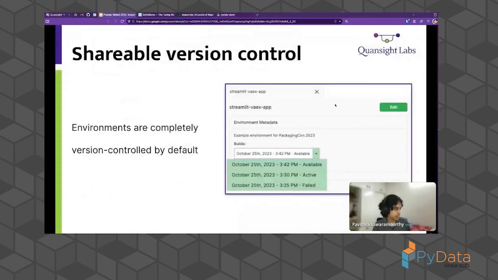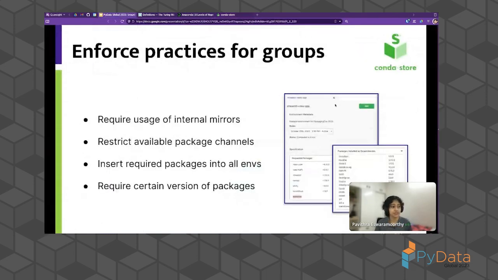Next is enforcing practices for groups. This is not super obvious from my local setup, but in a hosted version, we can require certain things. Sorry about that. We can require the use of internal mirrors. We can restrict certain channels, so we can say only use conda or only use this particular channel. This is built on the conda ecosystem, so that's where the channels vocabulary comes from.